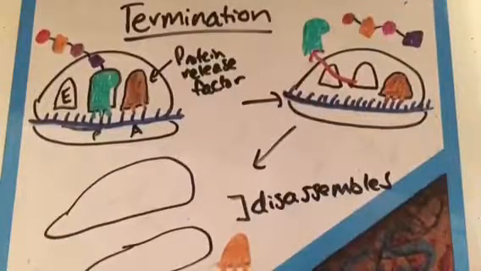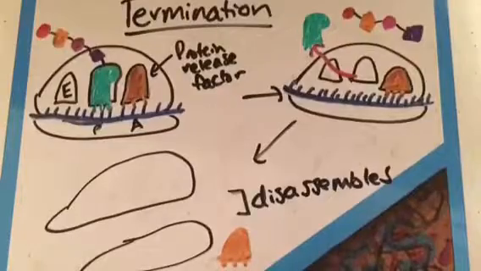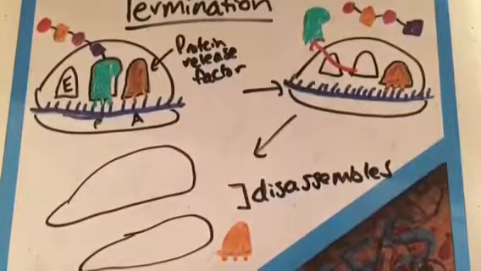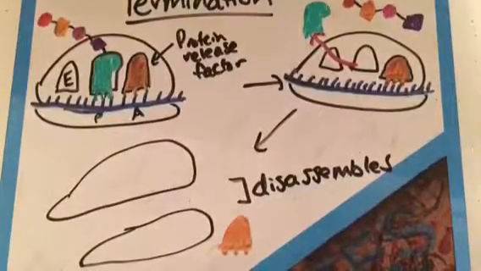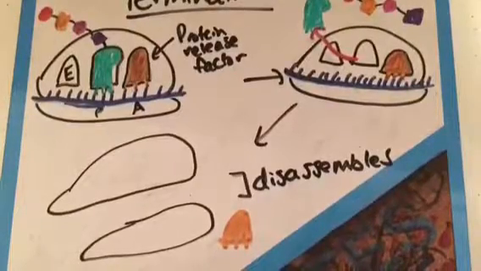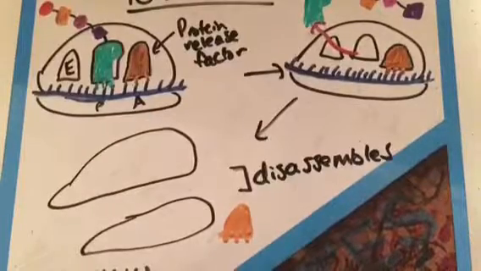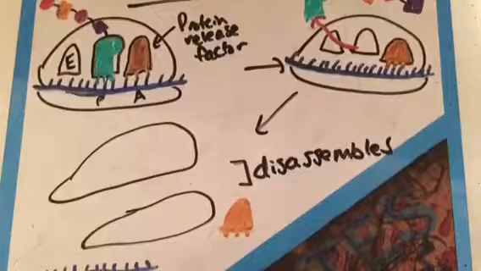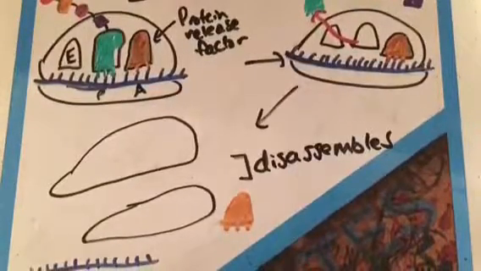Termination begins when the stop codon in mRNA reaches the A site of the ribosome. A stop codon does not code for an amino acid, but rather signals when protein synthesis comes to an end. When the stop codon reaches the A site, a protein release factor binds directly to the stop codon. This causes a water molecule to be added to the end of the polypeptide chain, and the reaction breaks the bond between the polypeptide and the tRNA in the P site.